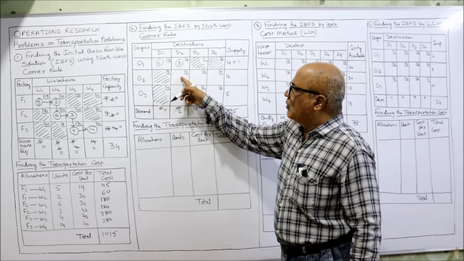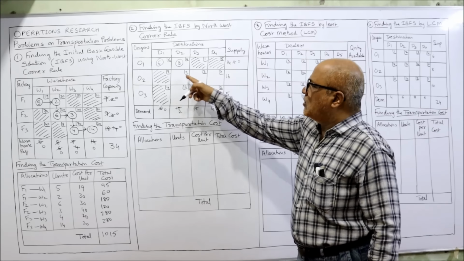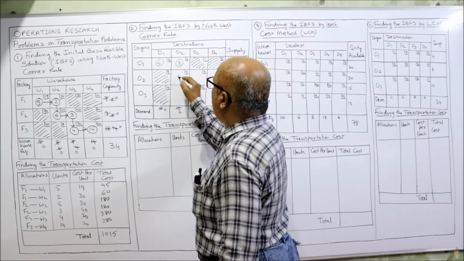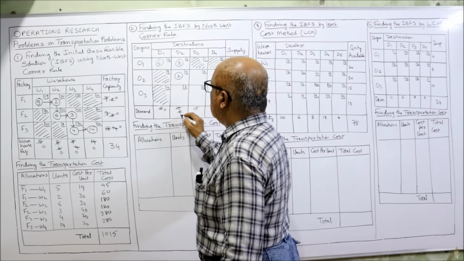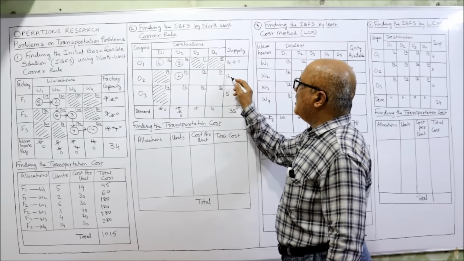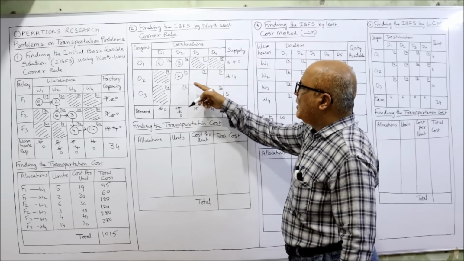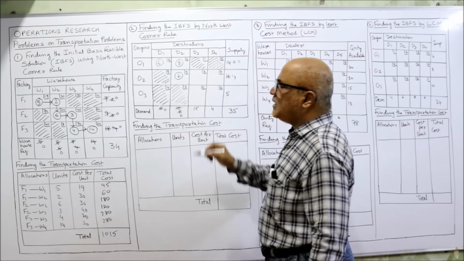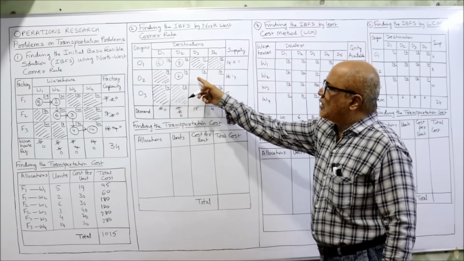Now I am coming down. From 8 I am coming down. What is the row total here? 16. Column total 2. Whichever is less, 2 is less. So I am allocating 2 here. 2 minus 2, 0. 16 minus 2 is 14. Now column is blocked. Right? Now I am coming to right side.